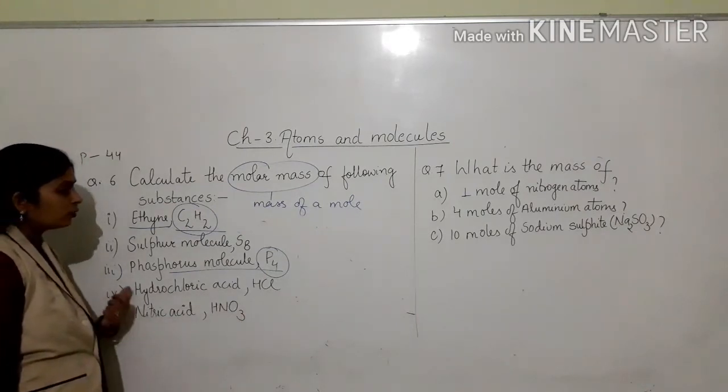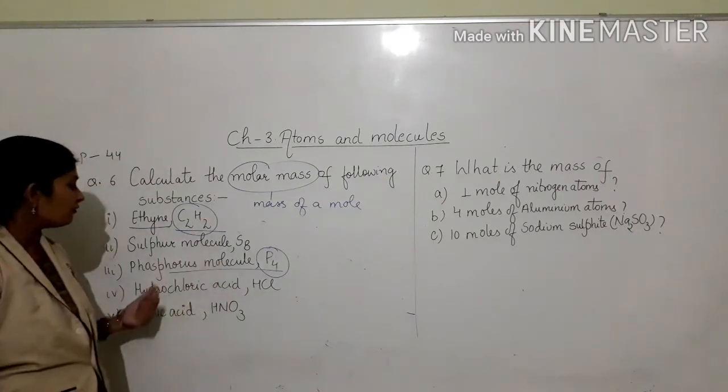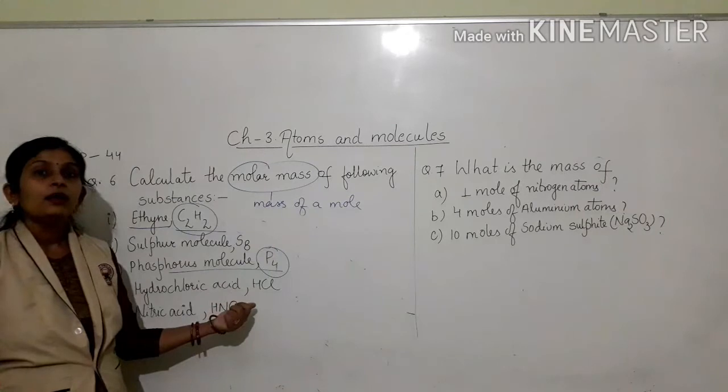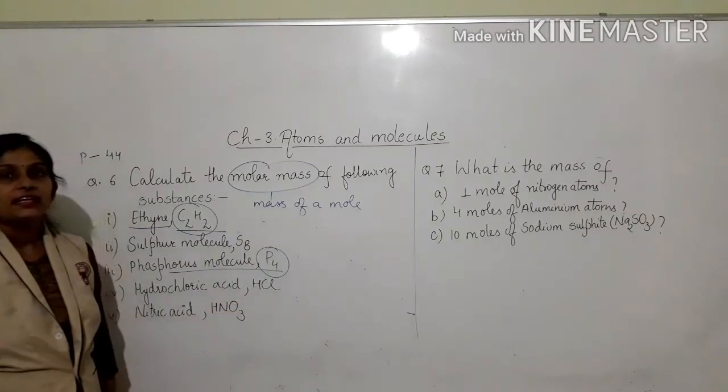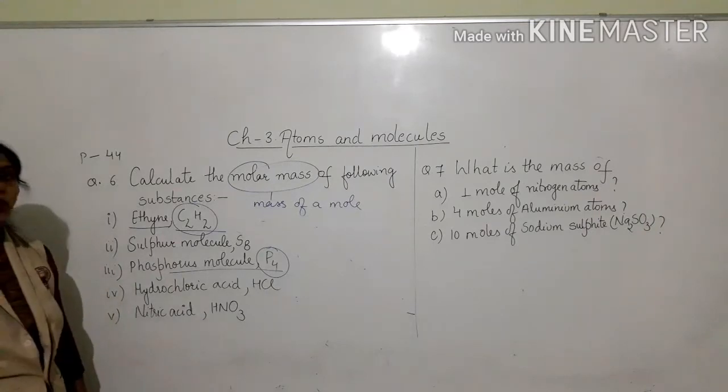Now the fourth part, hydrochloric acid HCl. Now we have to calculate its molar mass. Here also, a mole of which kind of particle? A molecule is given, that is HCl. So first of all, we will calculate its molecular mass.